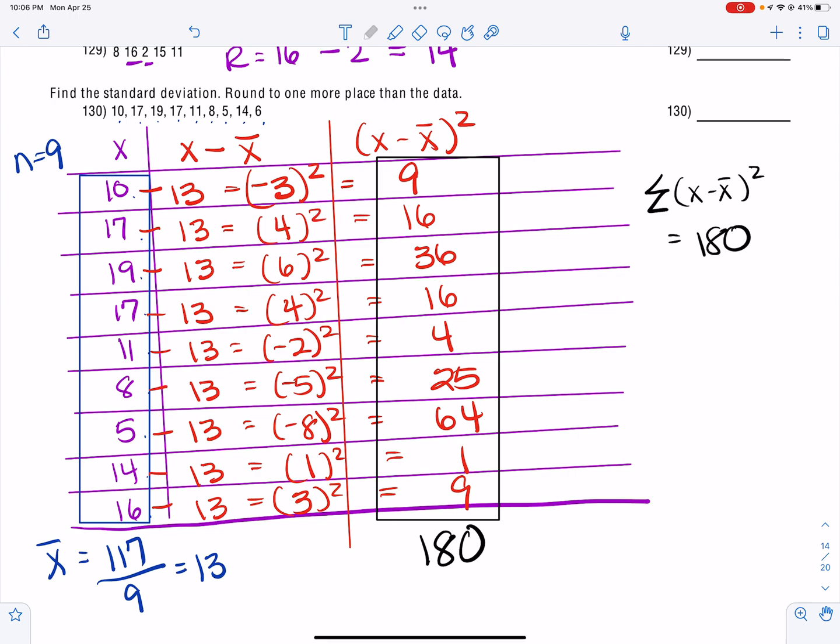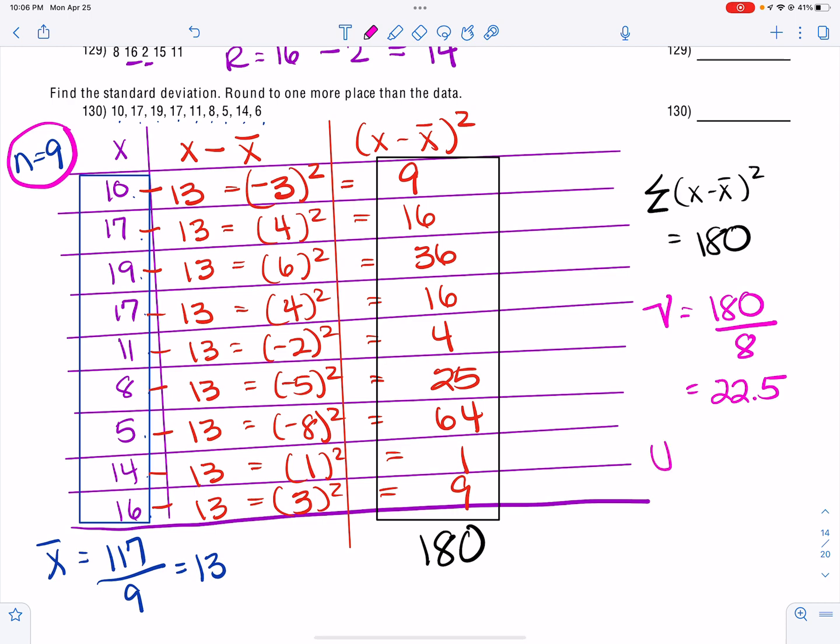And now we're going to find the variance by taking 180 and dividing it by 1 less than the number of items that I have. And so when I take 180 and divide it by 8, because remember I have 9 data points, I get 22.5. And last but not least, I am going to take the square root of 22.5, and that's going to give me my standard deviation.